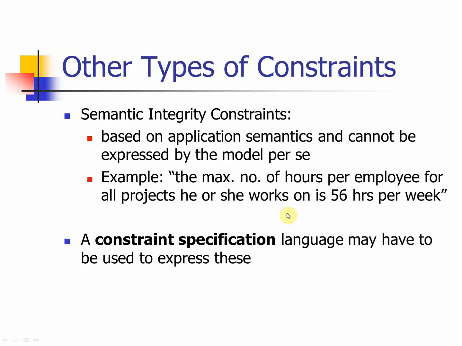The last constraint I want to talk about is the semantic integrity constraint. Based on application semantics and cannot be expressed by the model per se, including what's the maximum number of hours that a person can work. These kinds of things will not be able to appear on the relational schema diagram. However, when we are trying to write the code to create a database, we will be able to specify that.